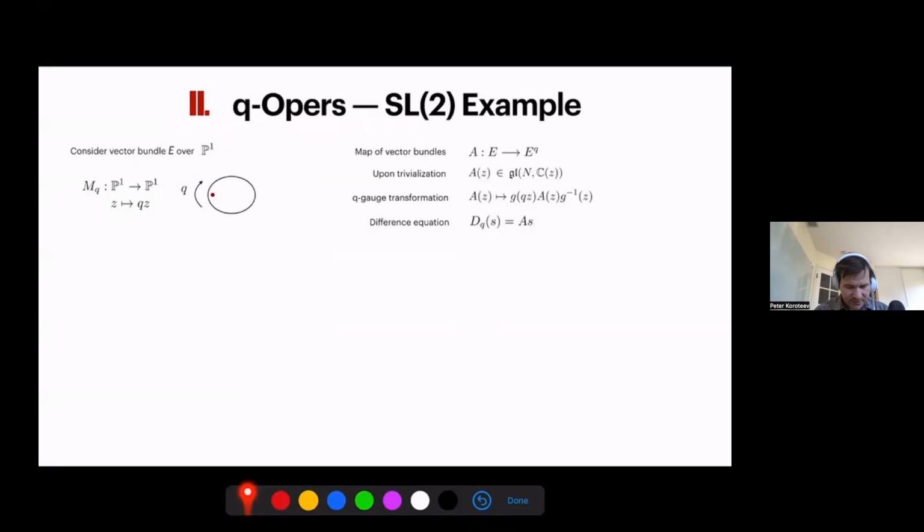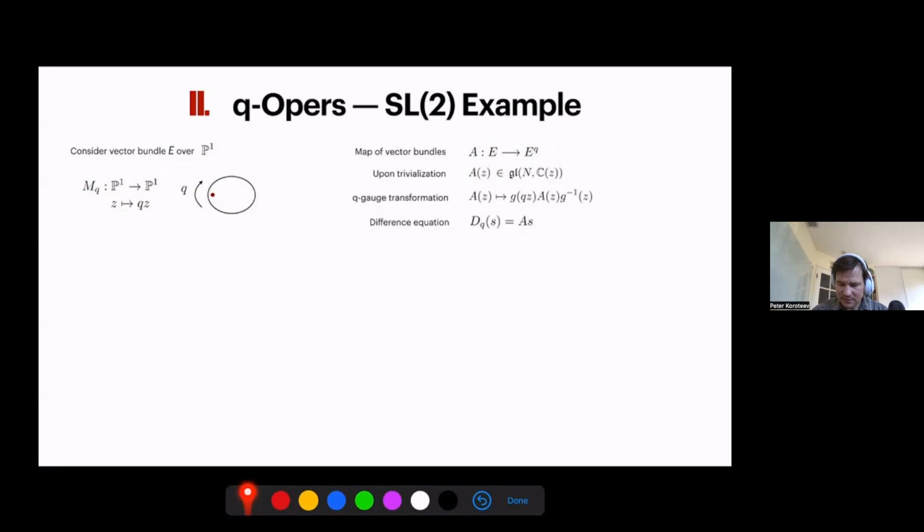So consider a vector bundle E over P1, and then a map M_q from P1 to itself, which just dilates the coordinate z like this. That induces a map of vector bundles from E to E^q. So there's a notion of grading. And then we want to understand how this linear map looks in some trivialization.